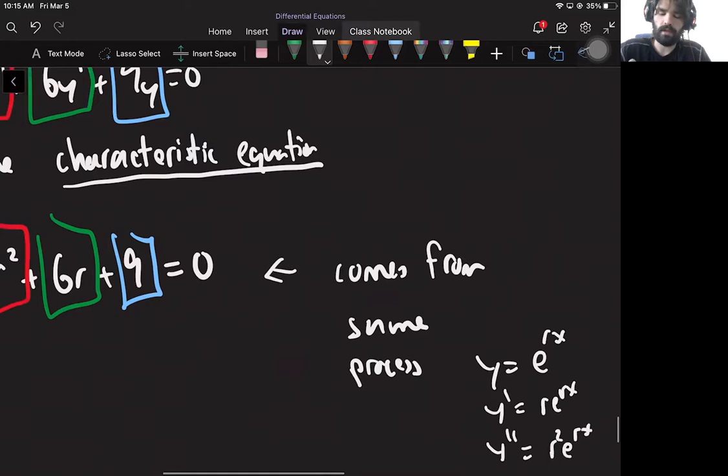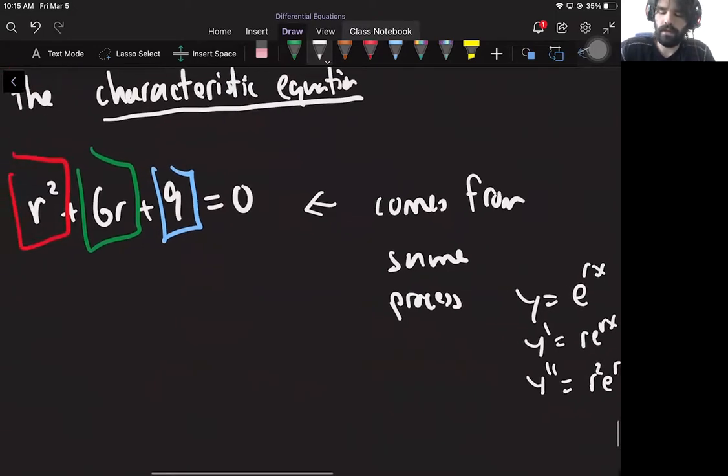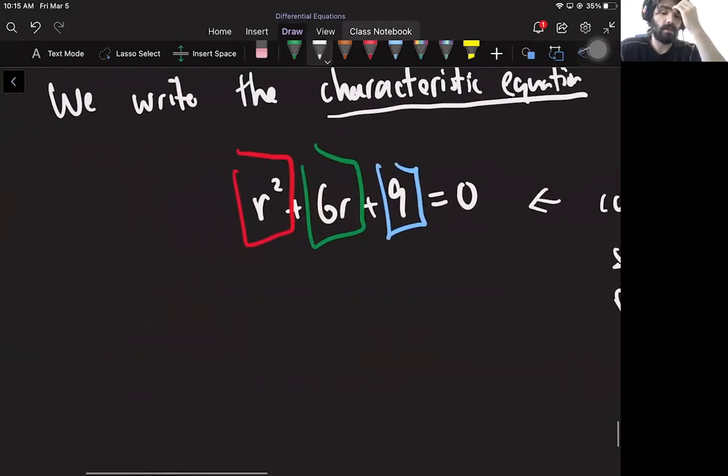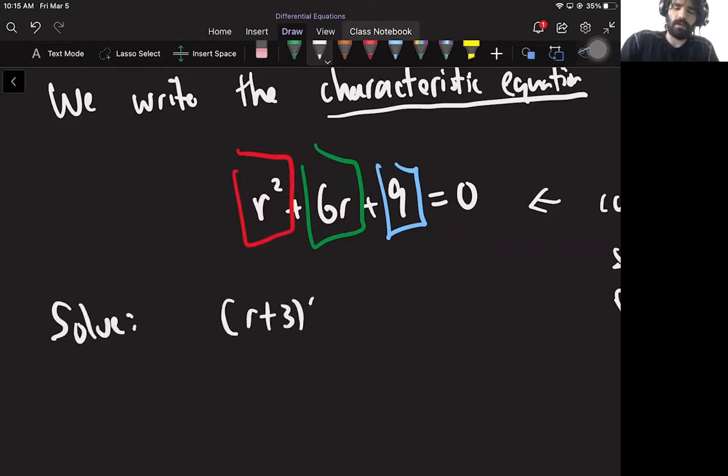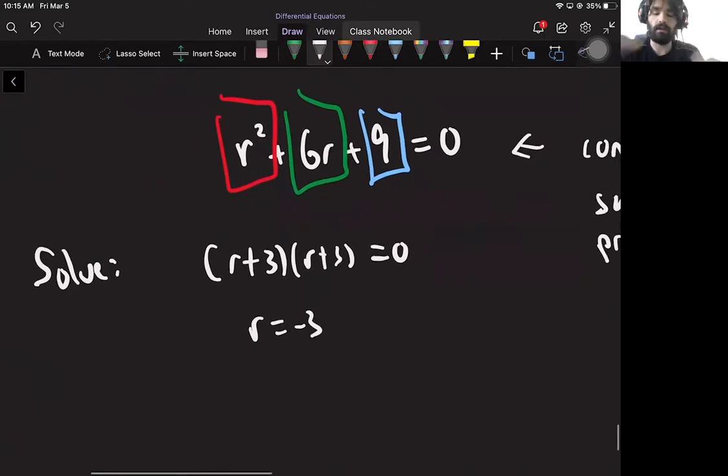And then you plug these in, and then you take out the e to the rx. Works the same every time. So we just skip to writing the equation that you get at the end, which is called the characteristic equation. Okay, so then we solve this thing with algebra, and it turns out to factor into (r plus 3)(r plus 3). So that means I only get -3 as my r. And the quadratic formula, if you use it, you'll only get -3 as well, because you get a plus or minus 0. That's what's going to happen in the quadratic formula.